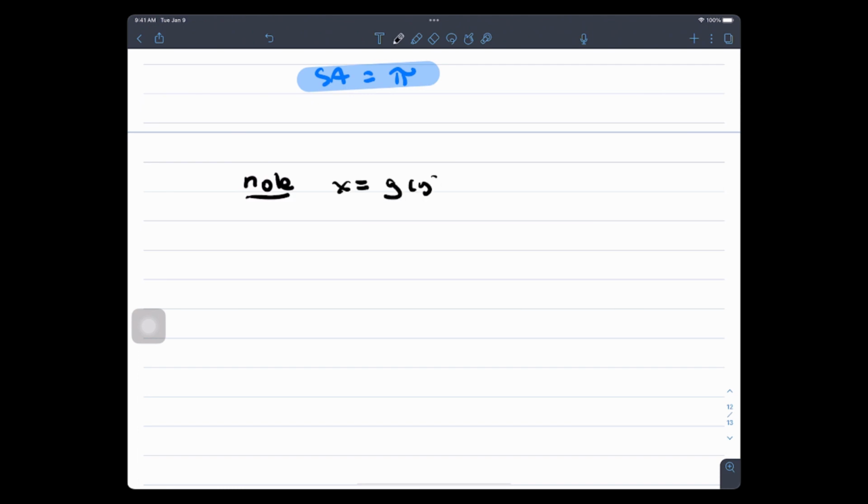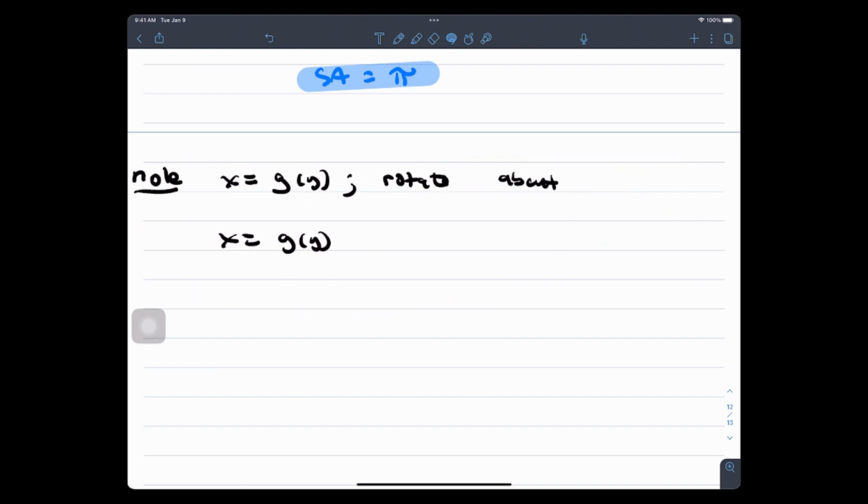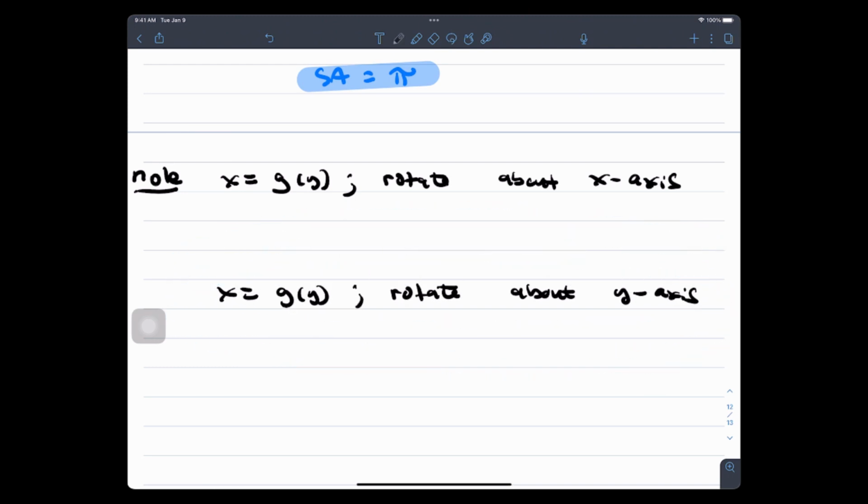X equals g of y. If you rotate about the x-axis, you rotate about the what? Y-axis. What's your radius going to be here? The radius is y. What's your radius over here? X.